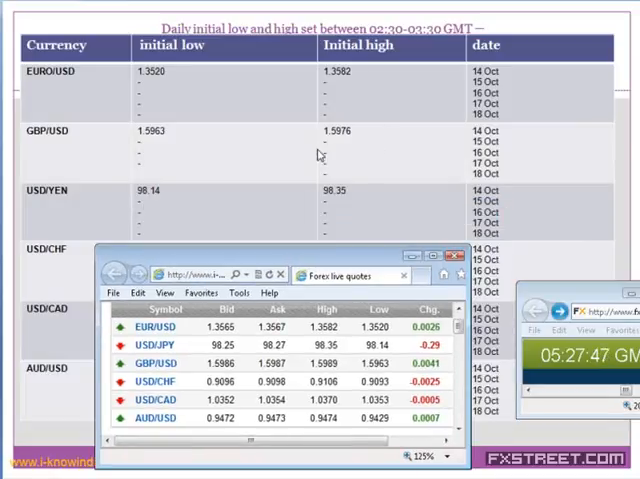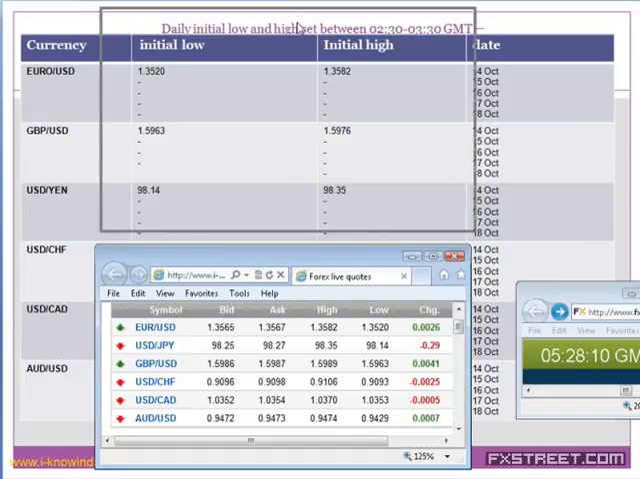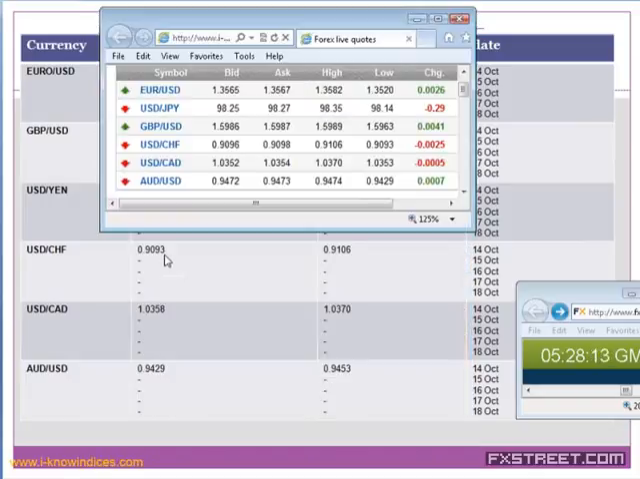So we can do a technical trade of buy above 1.5976 and keep a stop below 1.5976. And once the position makes profit, keep stop at entry and it is expected to go up. You can just watch during the day and confirm it. Then USD yen, 98.14 is the low, 98.35 is the high. They have not breached the lower high. Then CHF, 90.93 is the low. 91.06 is the high. They have not breached the low or the high.